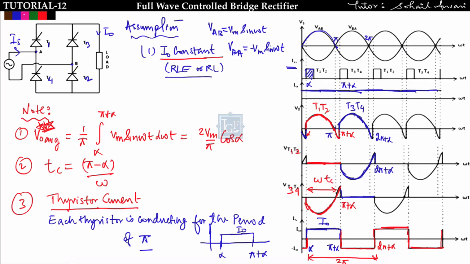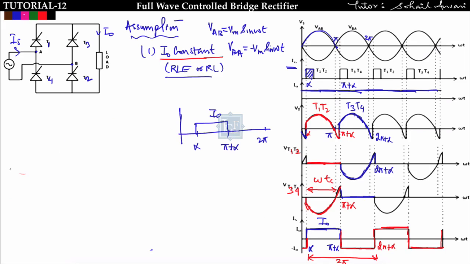Similarly, the conduction angle of the thyristor will look like this in one period. This is the conduction angle of thyristors T1 and T2. Now if I have to find the conduction angle of thyristors T3 and T4, then T3 and T4 are conducting from pi plus alpha to 2 pi plus alpha. Is it fine? And the current will be somewhat like this. This is the maximum current. The current is equal to the load current only.